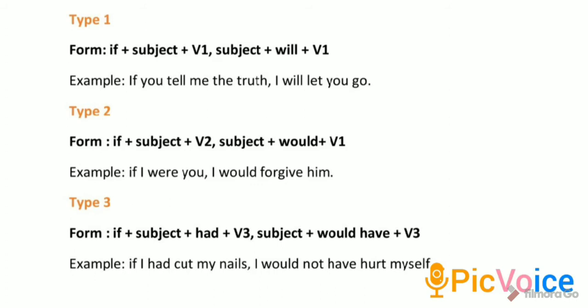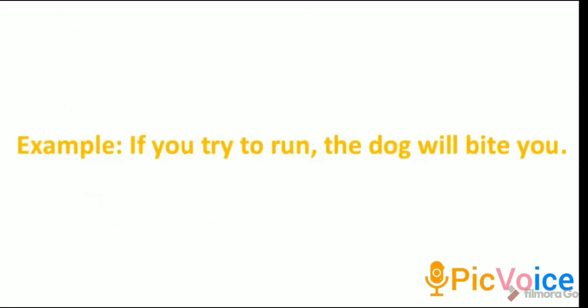In type 1, let's say a situation happens in present or in future and that particular situation is followed by a condition. So type 1 always indicates future. We never use past tense in type 1. For example, if you try to run, the dog will bite you.